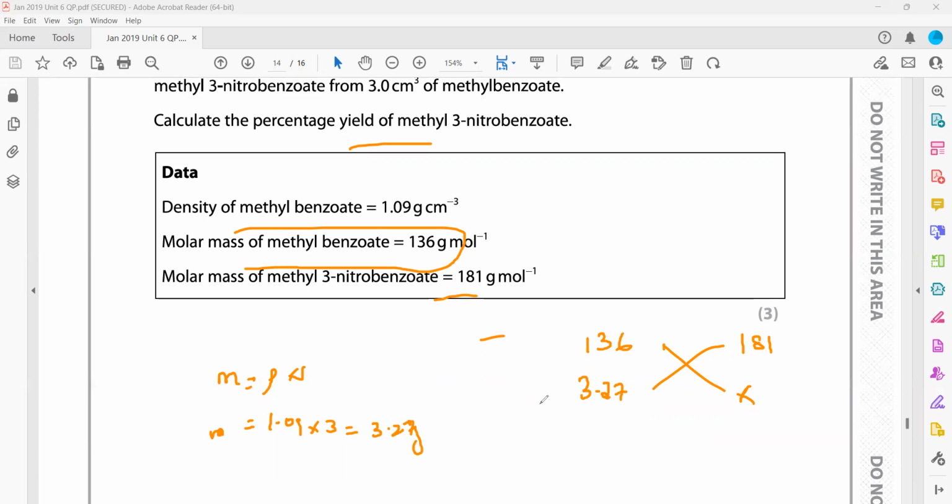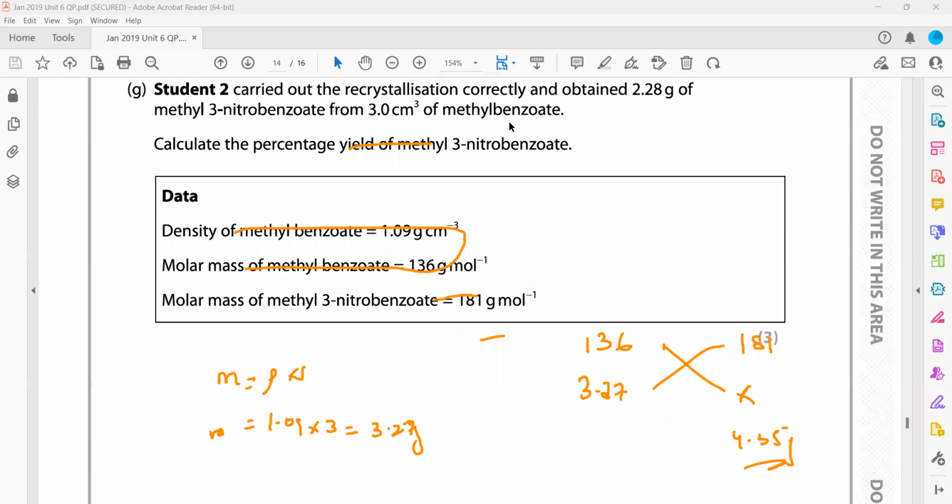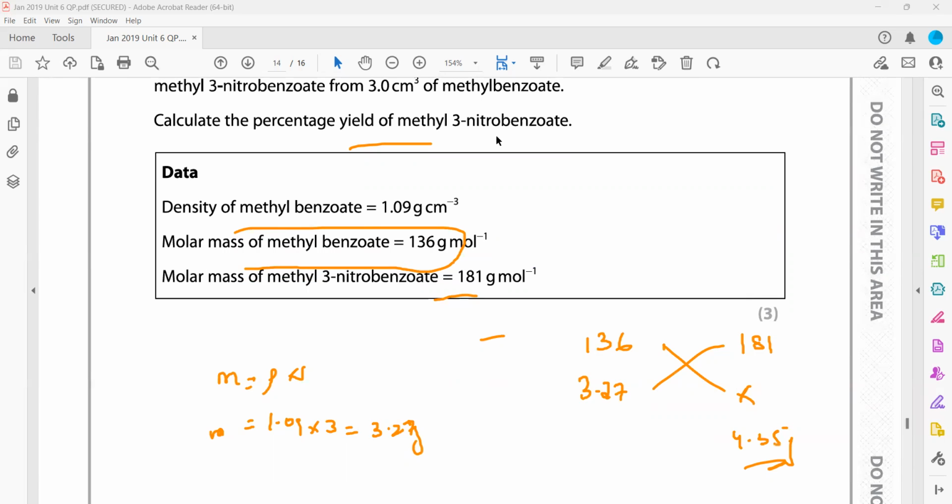So theory suggests we should get about 4.35 grams. But practically, we are not getting 4.35 grams. Practically, we are getting 2.28. So to get the percentage yield, it is the practical value 2.28 divided by the theoretical value, times 100. When we multiply, we'll get the percentage yield, which is about 52%. So practical divided by theoretical multiplied by 100 will give us the percentage yield.